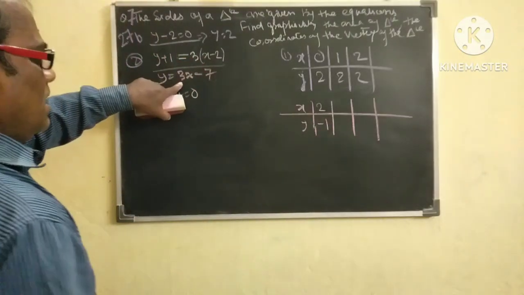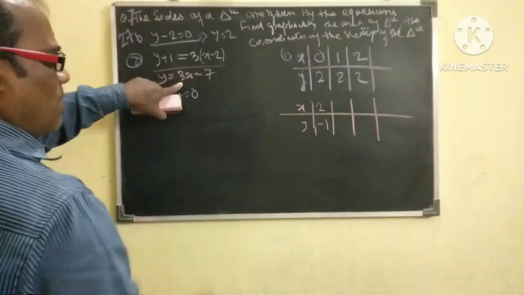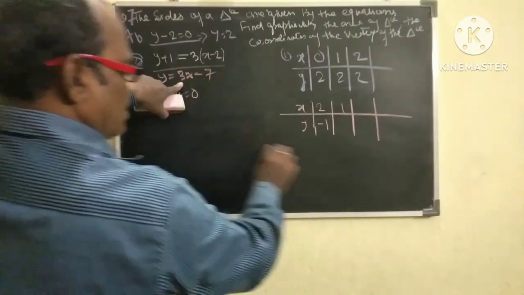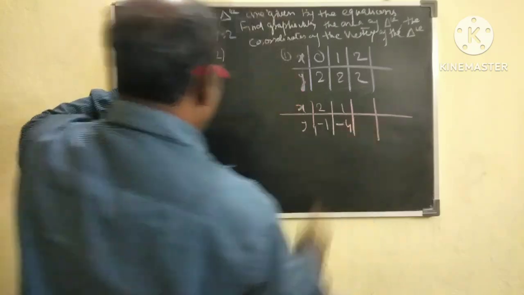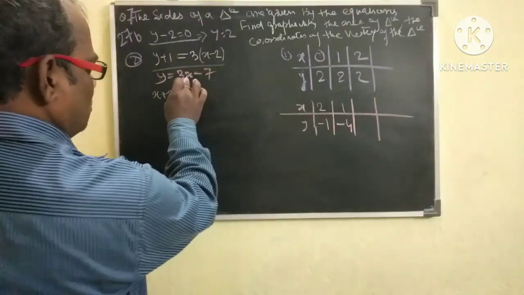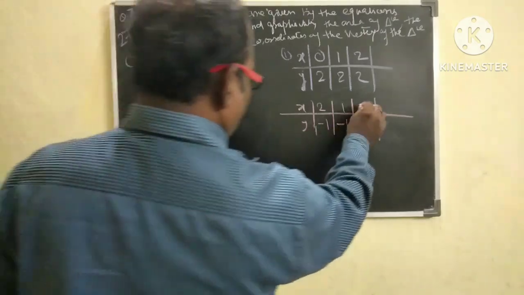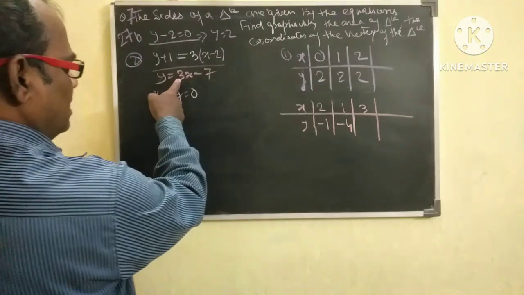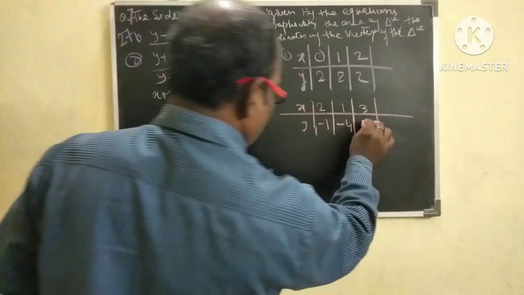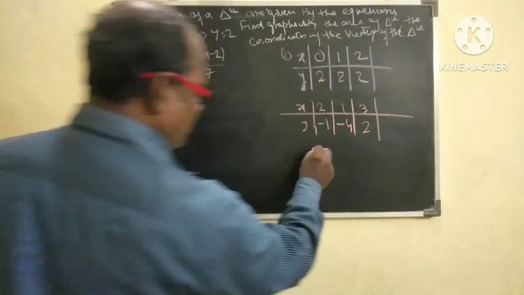Let us put here x equals 1. Then 3 minus 7, so it becomes minus 4. Next let us put x equals 3. So 3 times 3 is 9, 9 minus 7 is 2. So we are getting 2 here. Next for this we have to plot the graph.